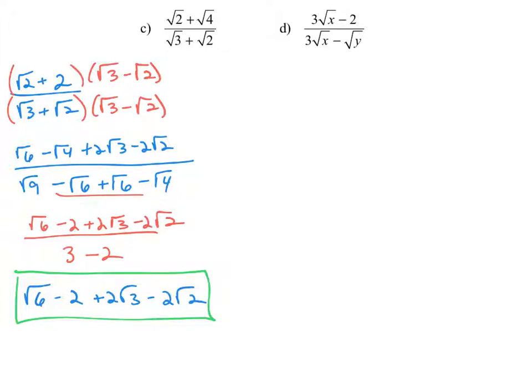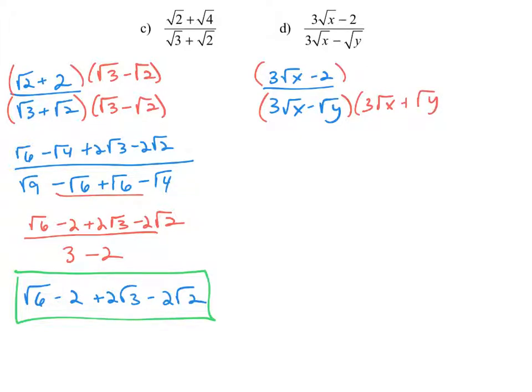All right, now let's look at example D. All right, we're going to simplify this rational expression where in the numerator we have 3 square root of x minus 2, and in the denominator we have 3 square root of x minus the square root of y. We're going to multiply the numerator and the denominator by the conjugate of the denominator, which is 3 square root of x plus the square root of y.